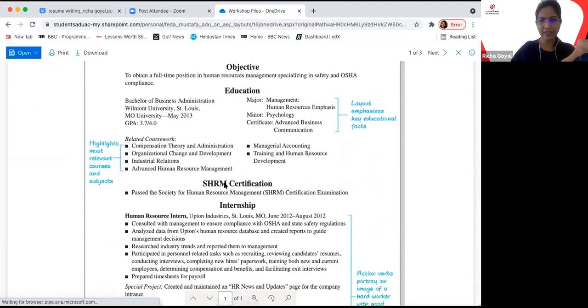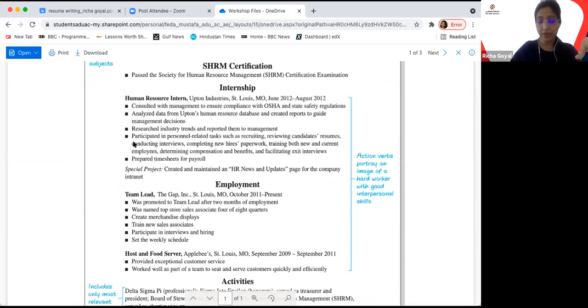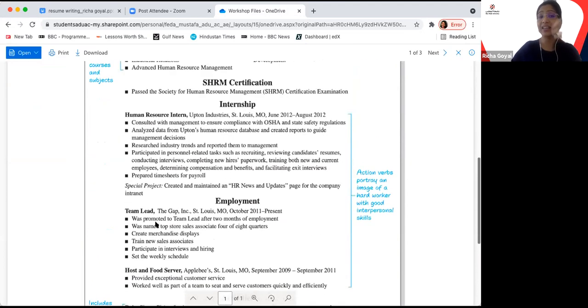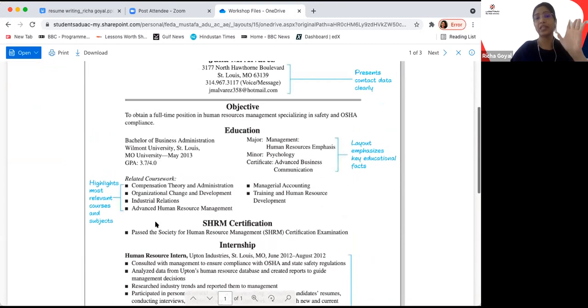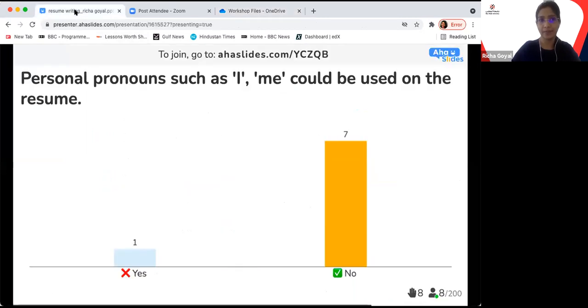Anywhere else, you don't have sentences, right? It begins with "to," and here the bulleted list begins with a verb. So the subject "I" does not come in on the resume ever. Be it summary or objective, do not use "I." So create a bulleted list beginning with a verb. "I" and "me" are used more often in cover letters, but on a resume, personal pronouns are avoided.